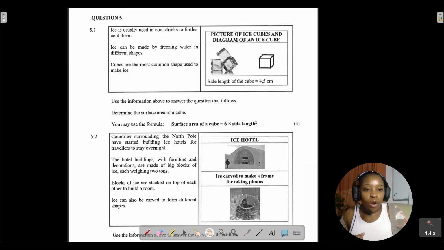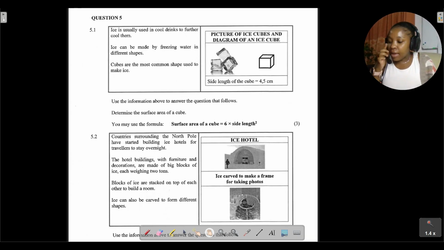Right, so we are almost there. We're going to be looking at the last question. Question 5 deals with calculating surface area, volume, and converting from imperial to metric system. So please, I'm going to reiterate this: if you haven't watched my revision lessons for paper 2, please make sure that you watch them. They are really going to open up your mind on what you need to do when you're answering these types of questions. So let's look at question 5.1.